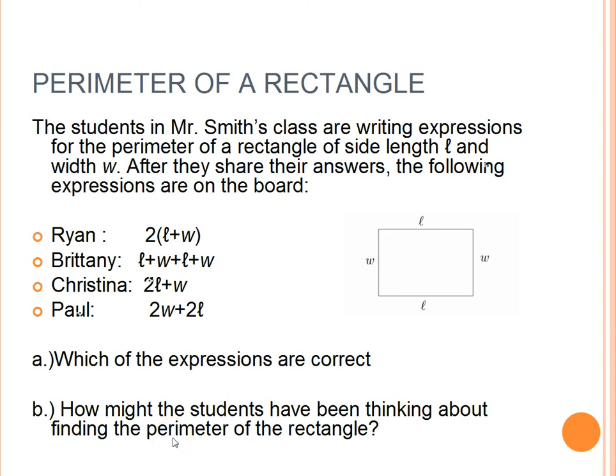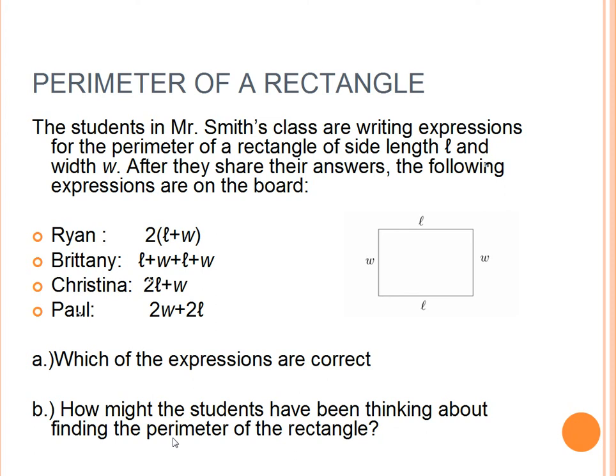Okay, for part A, which of the expressions are correct? Each of the expressions is correct except for Christina's. Christina forgot to put in the second width. So how might the students have been thinking about finding the perimeter of a rectangle? Ryan is looking at finding the sum because perimeter means to add up all the sides. Ryan's looking at taking the sum and then doubling the sum.